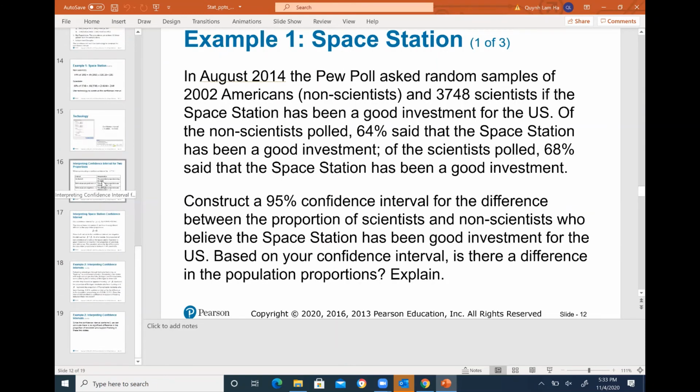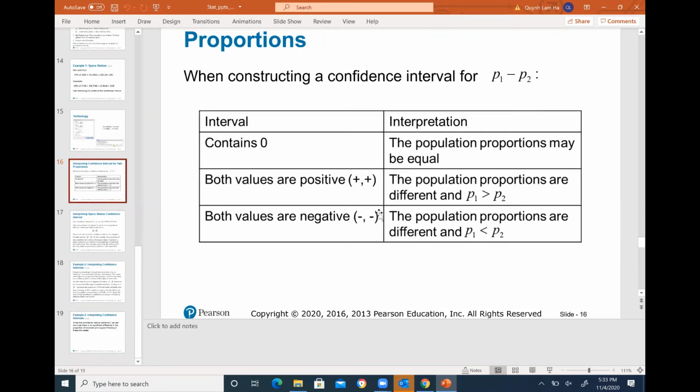So we're doing this, and here is more interpretation, more conclusion. If both values are positive, then the population proportions are different, and P1 is greater than P2. P1 represents the population proportion for the first group, greater than the population proportion for the second group. That's what it means.